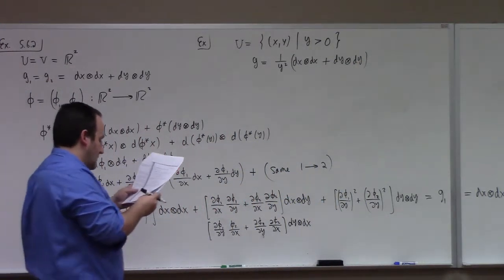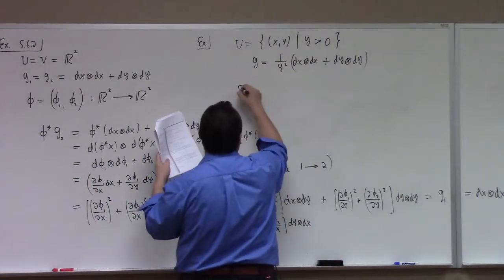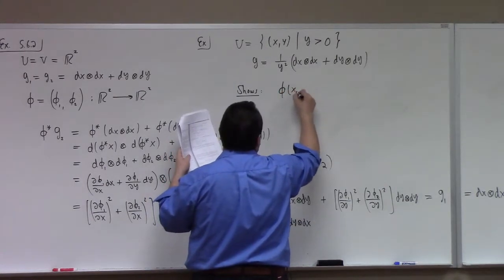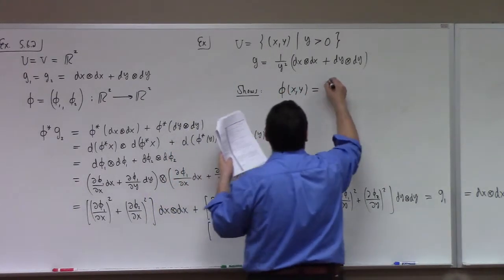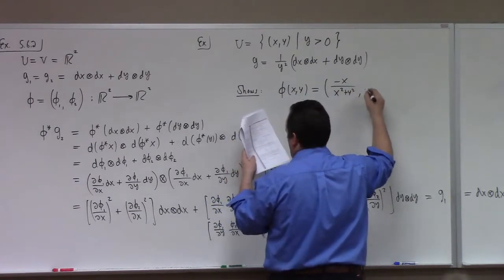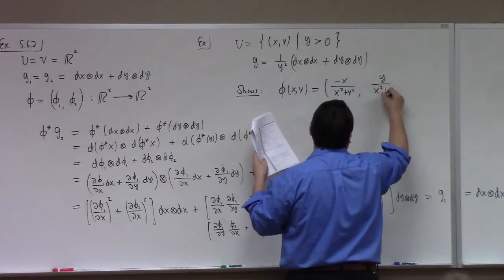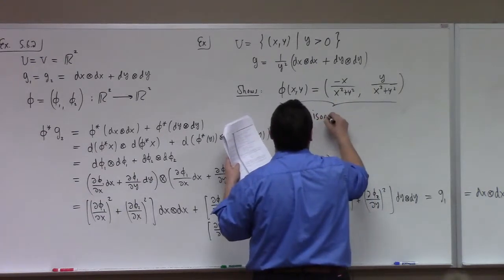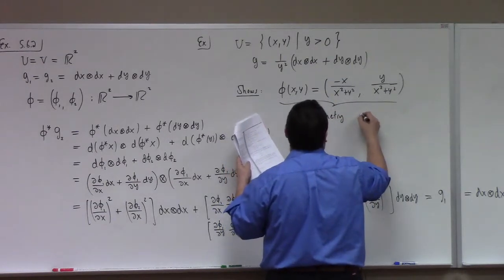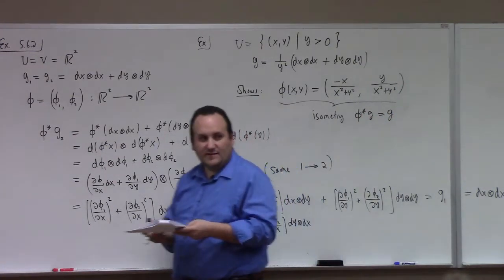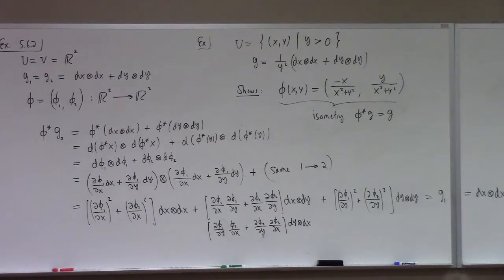And he shows, what does he show? He shows that the mapping phi of x comma y equal to minus x over x squared plus y squared and y over x squared plus y squared is an isometry. In other words, that phi pulls back g to g. In that sense, it's a self-isometry of the half-plane with the Poincare metric.